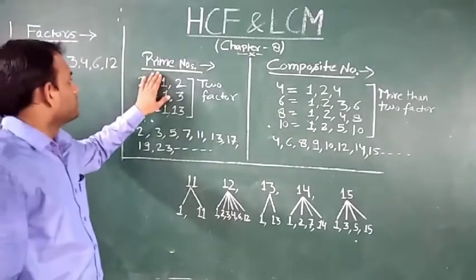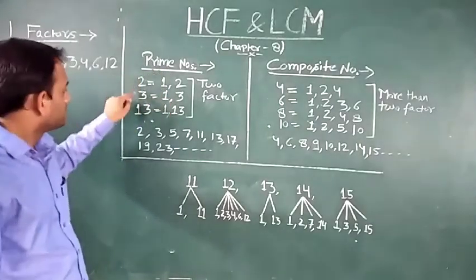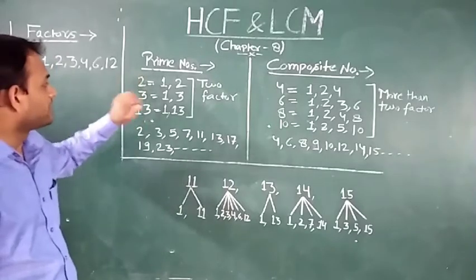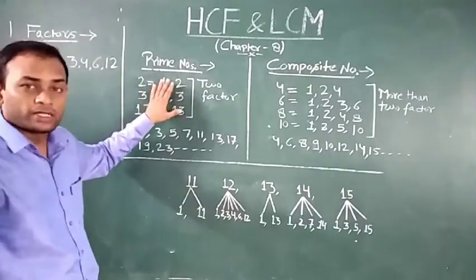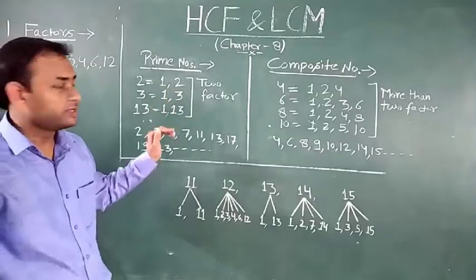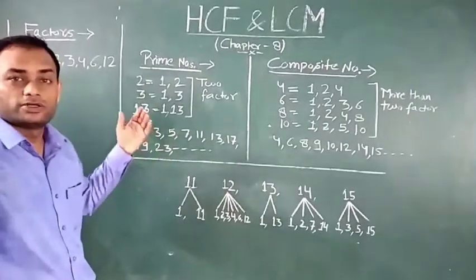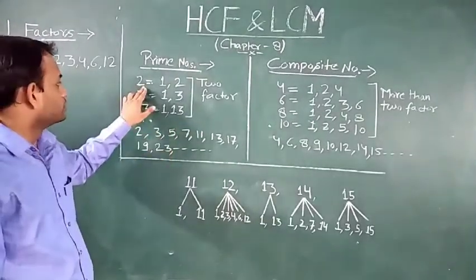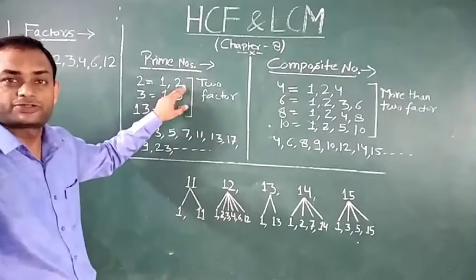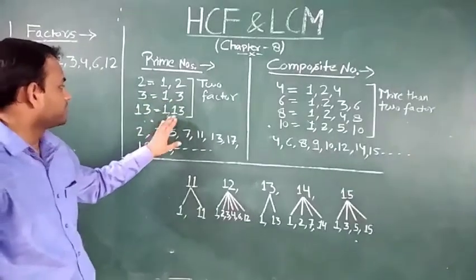And I told you what prime numbers are. Numbers like 2, 3 and 13. The numbers which are divisible by only 1 and itself are called prime numbers. I told you yesterday also that 2 is divisible by only 1 and itself, 3 is divisible by 1 and 3, and 13 is divisible by 1 and 13.